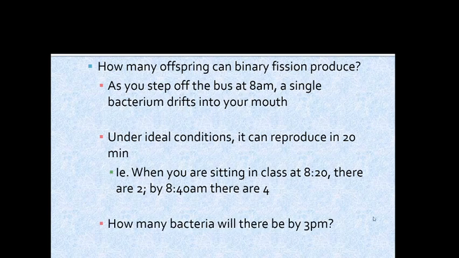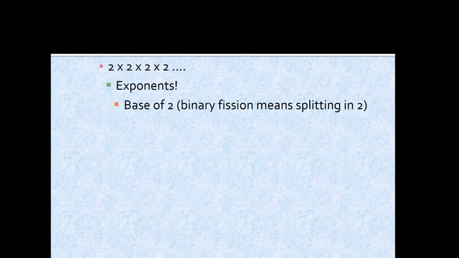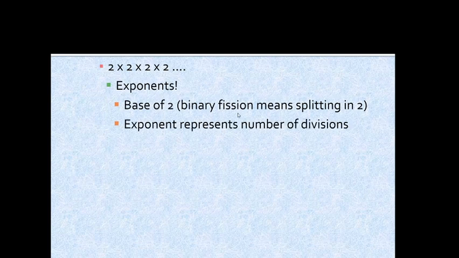Now the question is, how many bacteria will there be by 3 p.m.? Well, you just need to check how many times you need to multiply by 2, depending on how many 20-minute periods there will be until 3 p.m. So with exponents, the base is 2, meaning they split in 2, and the exponent represents the number of divisions.